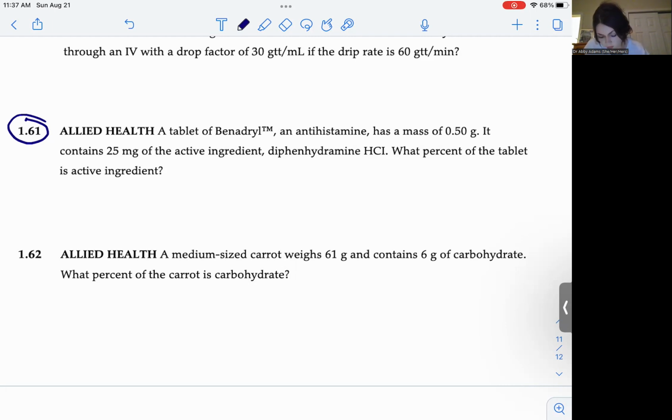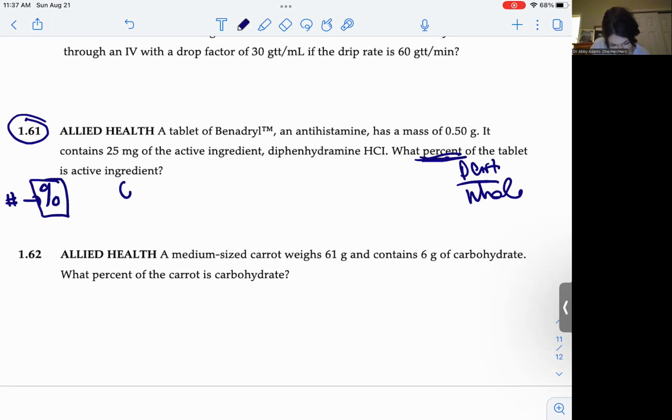So percent, y'all remember what percent is? That is part over whole, okay? Keep that in mind. So we're going from numbers to percent. Remember that this is what you want in your answer, so you write that out. What percent? To start off with, you know that you have 0.50 grams. You're going to want to get rid of grams because you're going over to milligrams.